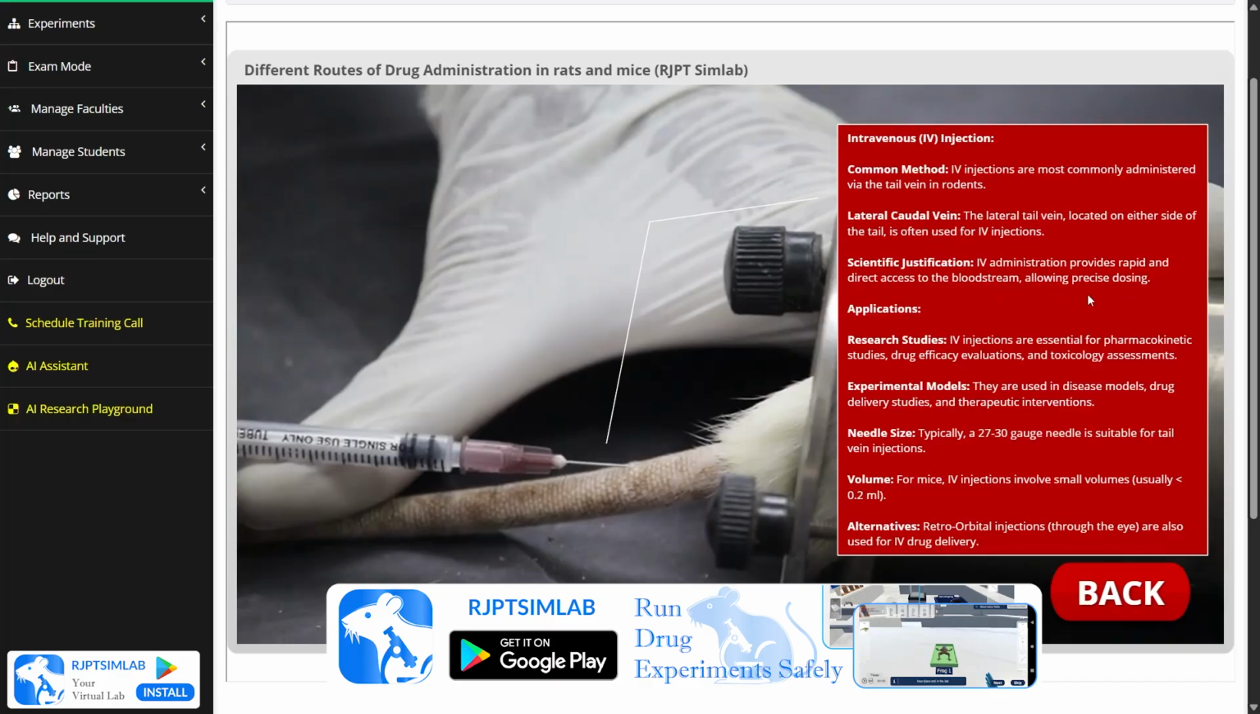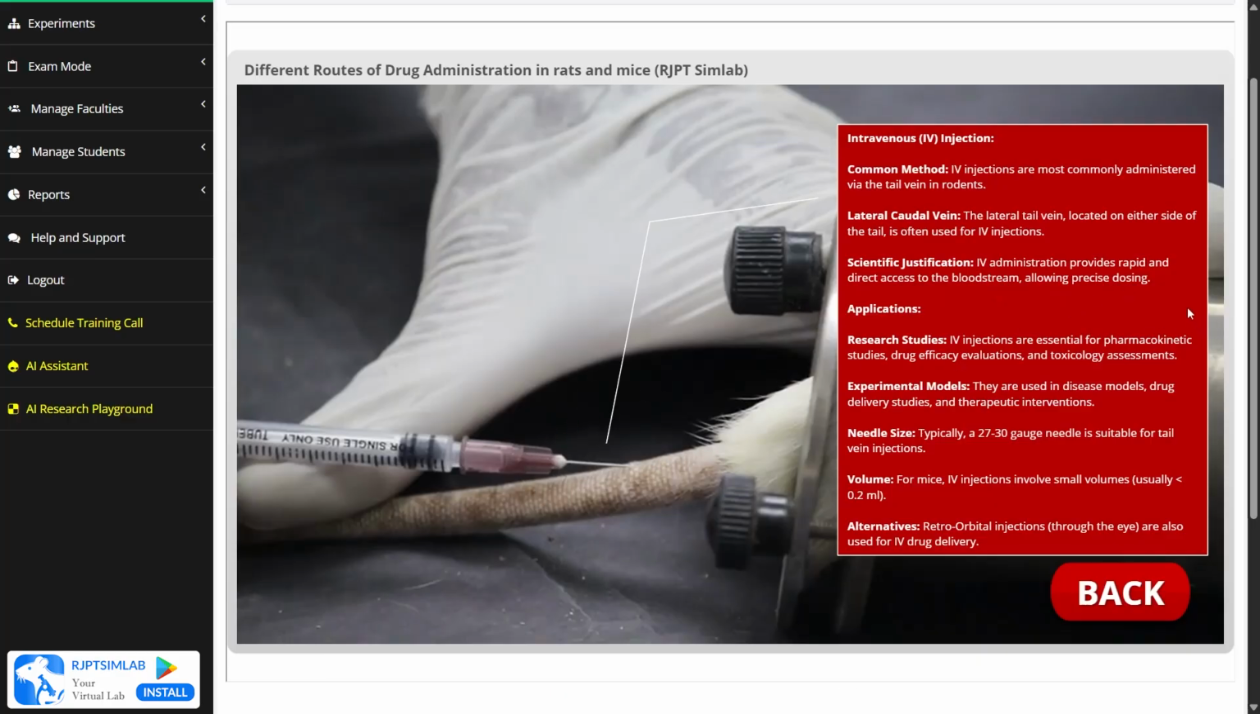The statement says that IV administration of the drug provides rapid onset of action and direct access to the bloodstream. We are directly inserting the drug into the bloodstream, and due to that, rapid onset of action of the drug takes place and allows precise dosing. Why does the IV route give a faster onset of action? Because it bypasses the first pass metabolism, which is performed inside the liver.